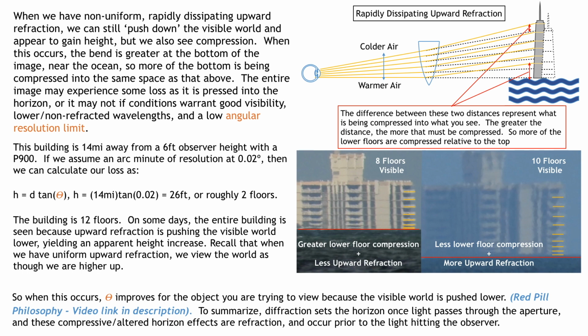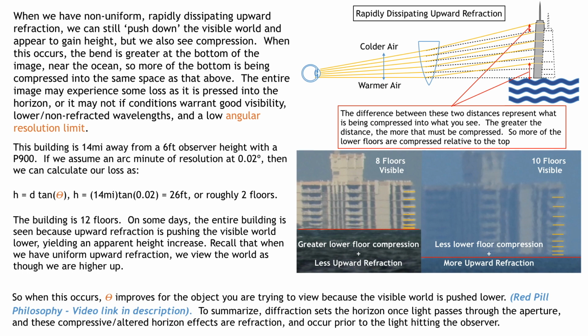On some days the entire building has been seen because upward refraction is pushing the visible world lower in that regard. So it yields an apparent height increase as if I were higher up, but I didn't gain any height. I'm still viewing it as a 6-foot observer, but I'm viewing it now as if, let's say, I was 12 feet high or something to that effect. So recall that when we have uniform upward refraction, we view the world as though we are higher up. And you can see that here in the photographs.